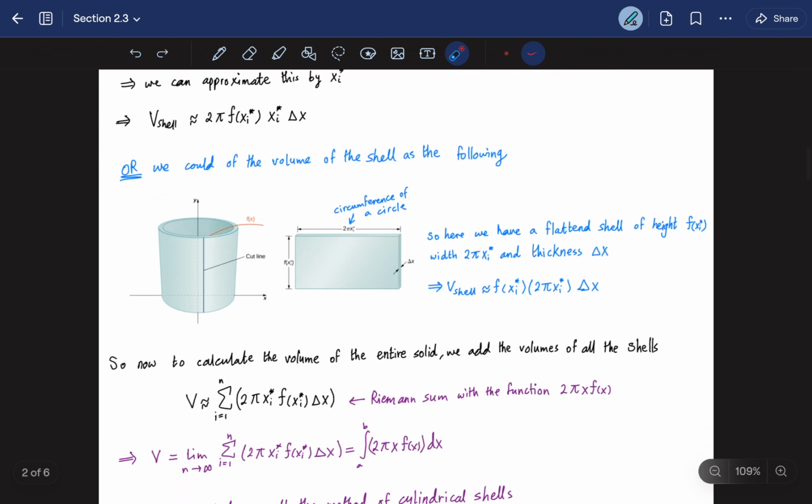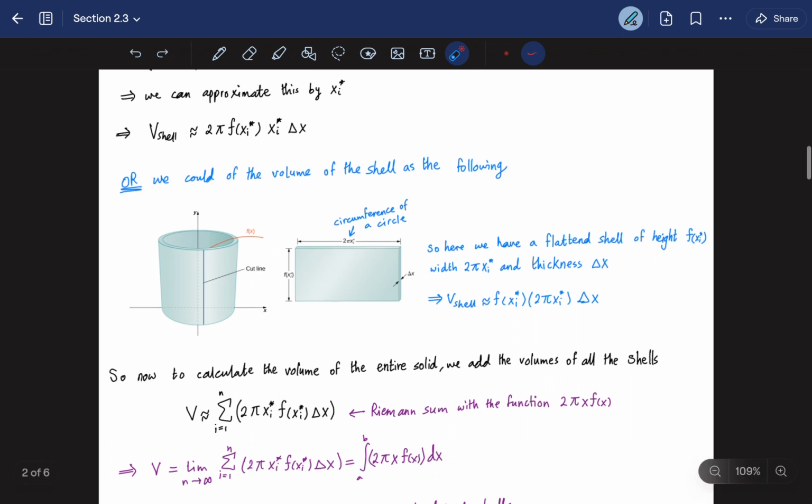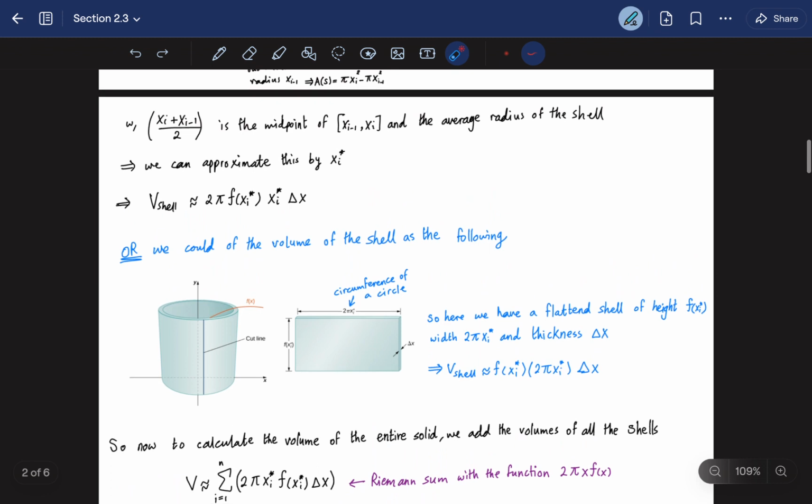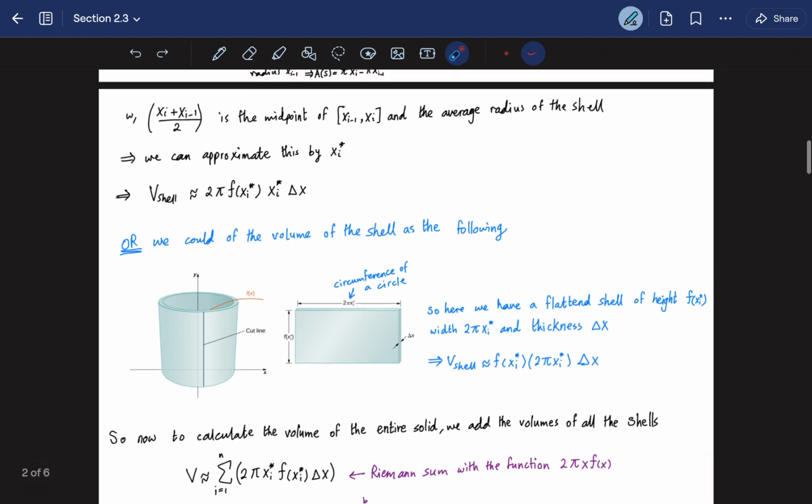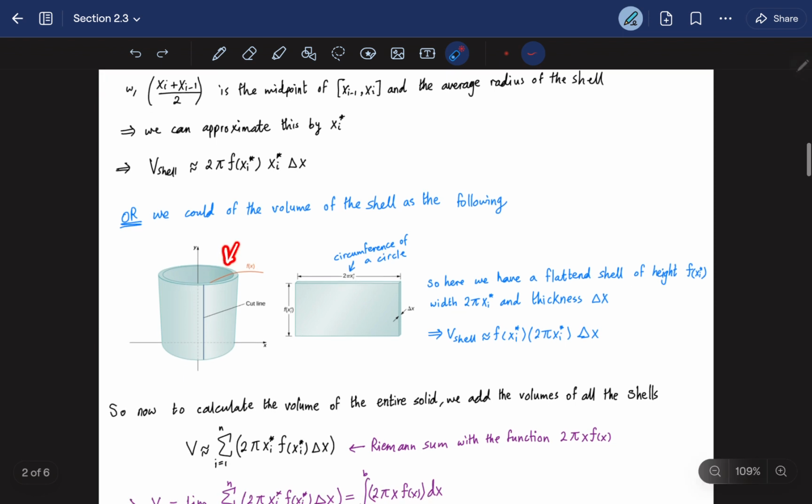Okay, so here we're going to sum it, and we're going to get a Riemann sum, and I'll talk in a bit about how taking the limit of a Riemann sum is just what we want to get. But I want you to think about evaluating the volume for this cylindrical shell in a different way too.